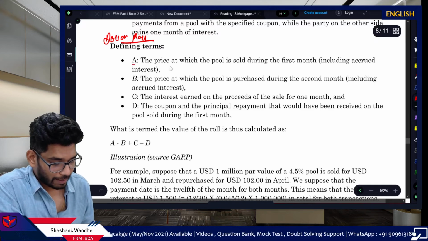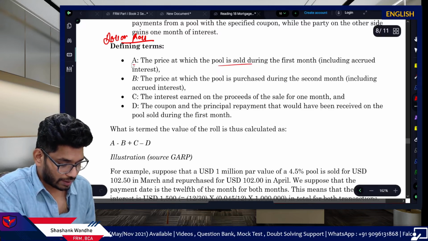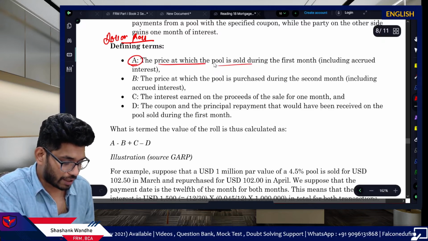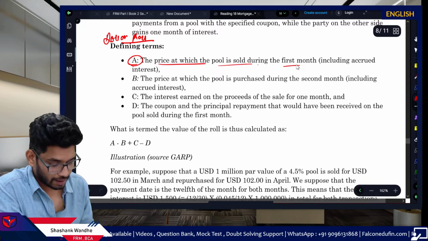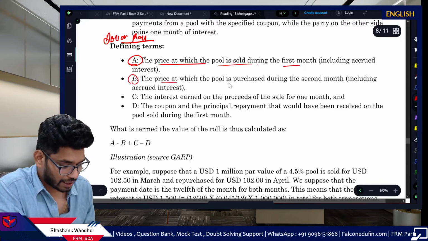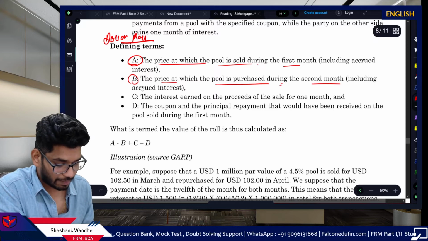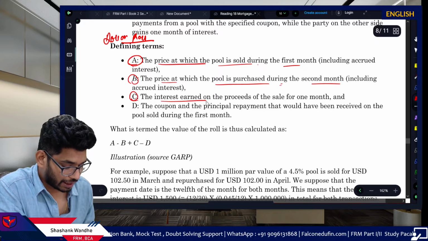First is the price at which the pool is sold. A stands for the price at which the pool is sold for the first month. B stands for the price at which the pool is purchased during the second month. C stands for the interest earned.